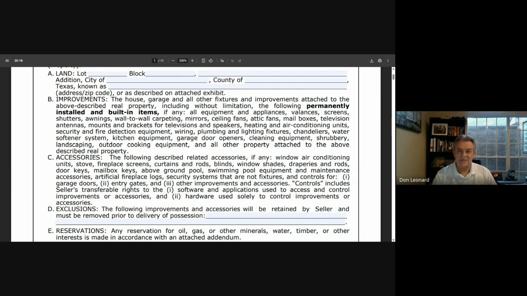If it's something that the seller wants to take with them, then they can list it in D. But first, I want them to read through B and C and ask, if it's the seller, is there anything in this list that we need to exclude or reserve, that we need to pull out? If so, then we would want to list it there. If it's not there, then it's going to be considered part of the sale. If we're not sure whether we should exclude or reserve something, go ahead and put it in there, because it's better to put too much in there than not enough.